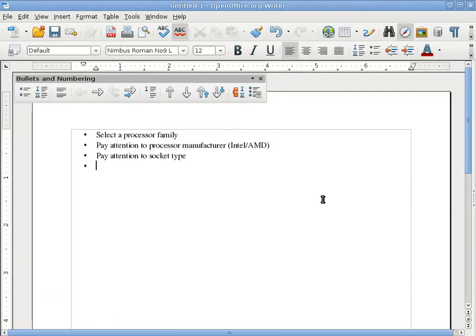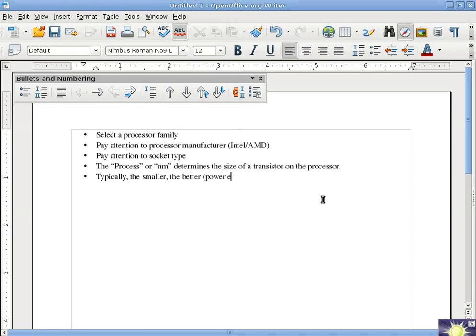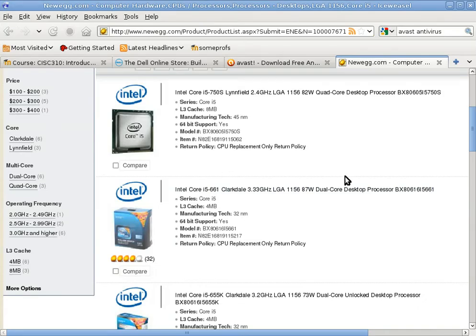So we'll go ahead and type this here. The process or nanometer determines the size of a transistor on the processor. Typically, the smaller, the better. More power efficient. And also faster. In general, it is faster too. Any questions at this point?